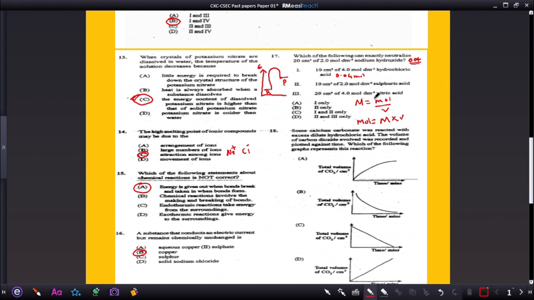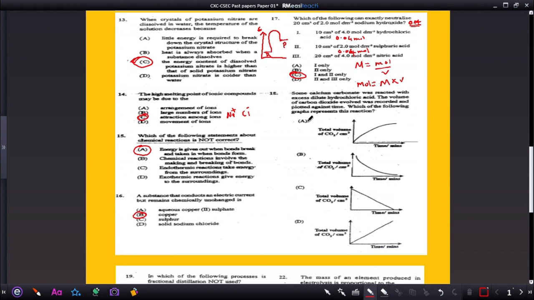However, sulfuric acid and sodium hydroxide would react in a 2-to-1 mole ratio, so we would have to multiply the 0.02 by 2 to get the answer. So that is also 0.04 moles for the sulfuric acid. And the nitric acid, which is 20 cm³ of a 4 molar, to find the moles of nitric acid, we convert the 20 cm³ to dm³, which is 0.02, multiply by 4, so that's 0.08. So the nitric acid is out of it, so it's 1 and 2. So the answer is C.